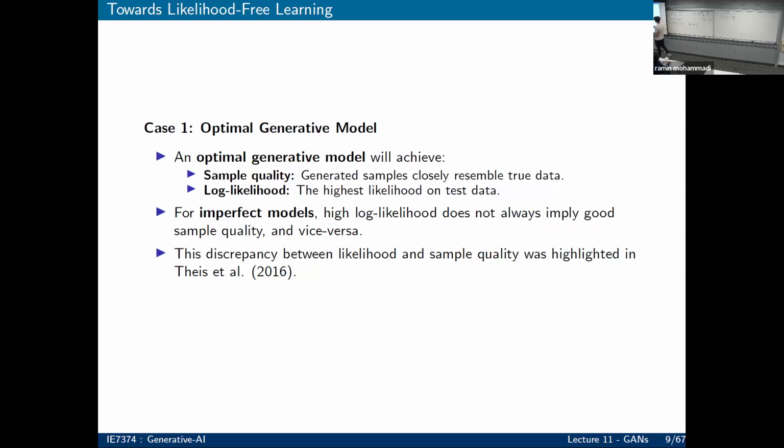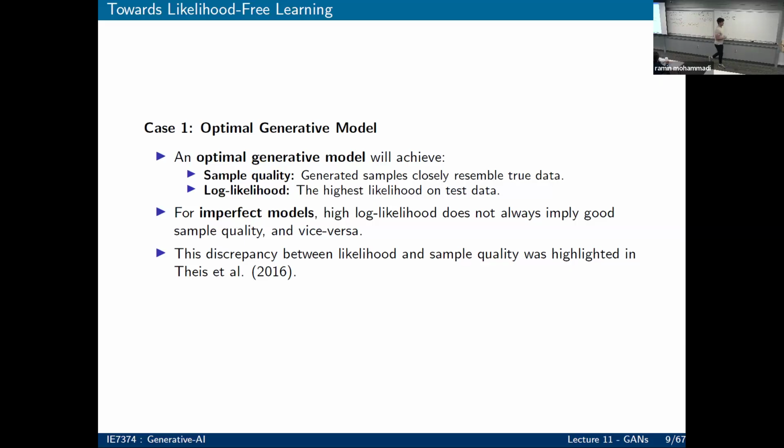Then you could also have an imperfect model. An imperfect model is a model that could give you a really high likelihood, but the quality of the images is really bad. That becomes an imperfect model. This relationship was proven in a paper by Theis et al., 2016, a really interesting paper on this concept of likelihood and why focusing on likelihood could cause having a bad model, a model that has a high likelihood but where the quality of the images is pretty bad.